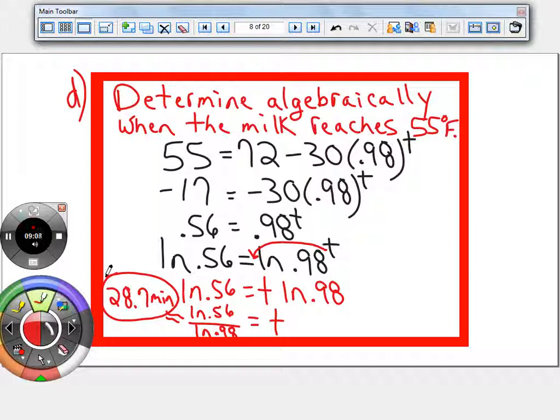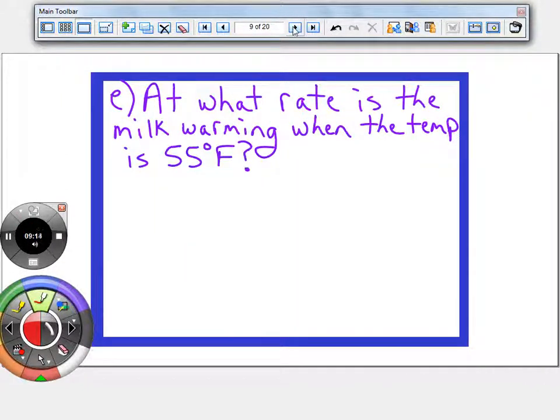Last question about the milk, and then we're done with milk. Last question about the milk is, at what rate is the milk warming when the temperature is 55 degrees? How is the temperature rising at that moment when the temperature is 55 degrees?